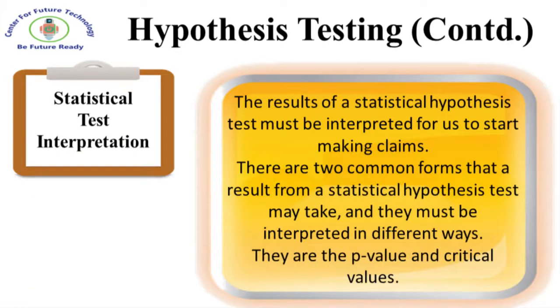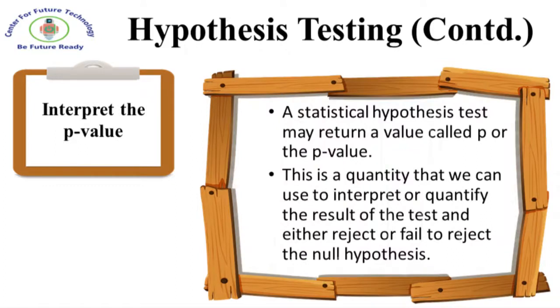Statistical test interpretation. The results of a statistical hypothesis test must be interpreted for us to start making claims. This is a point that trips up beginners and experienced practitioners alike. There are two common forms that a result from a statistical hypothesis test may take, and they must be interpreted in different ways. They are the p-value and critical values.